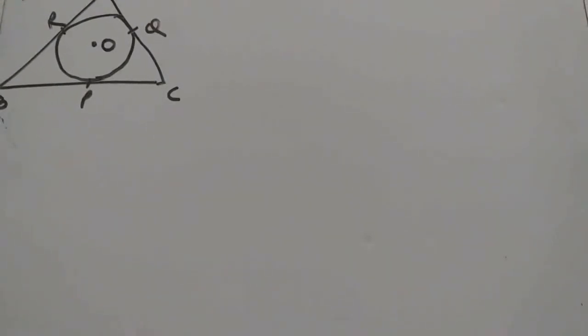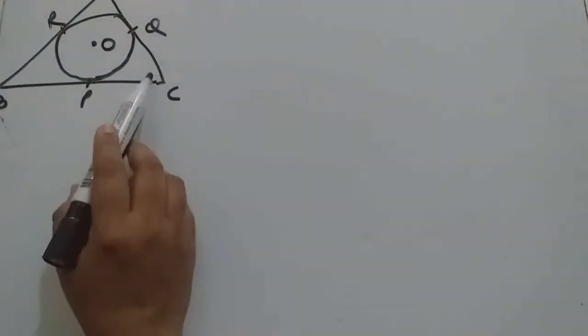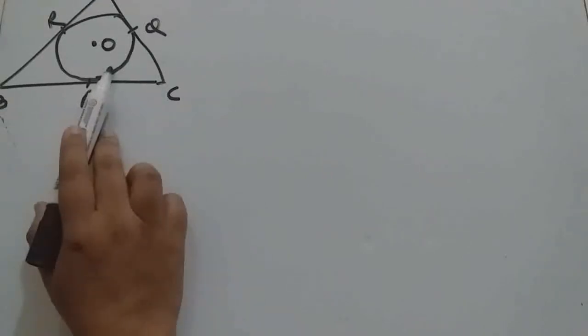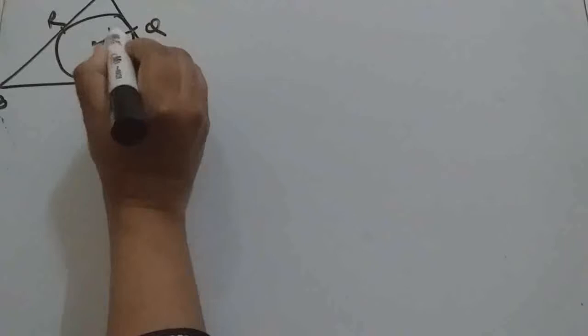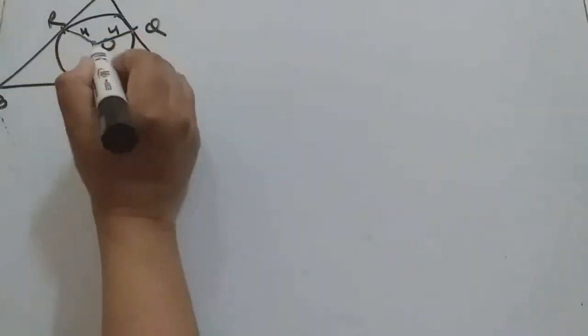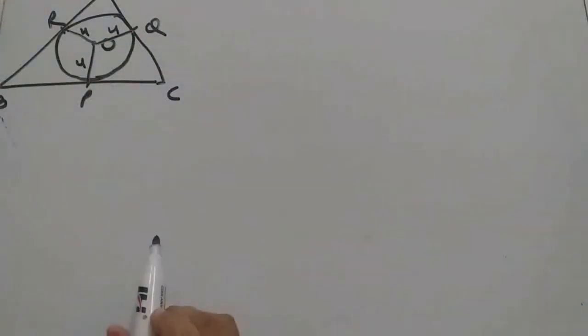Question number 12. A triangle ABC is drawn to circumscribe a circle, meaning the circle is inside the triangle with radius 4. So the radius is 4. OR is 4, OP is 4.